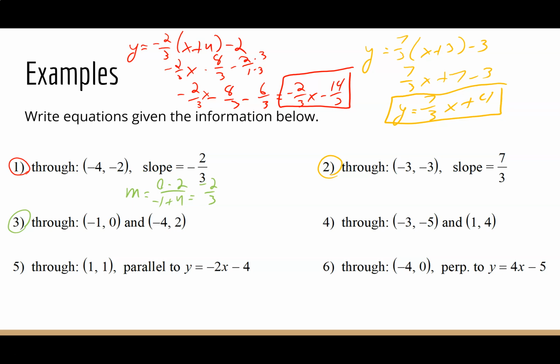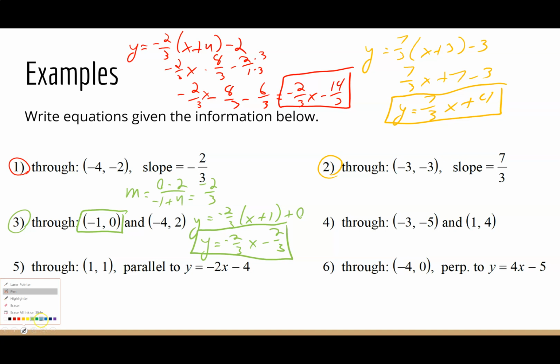And the point I'm going to use is the one that has the 0. So y equals -2/3 x plus 1 plus 0. Distribute the -2/3. And since it's a 0, I don't have to worry about combining.